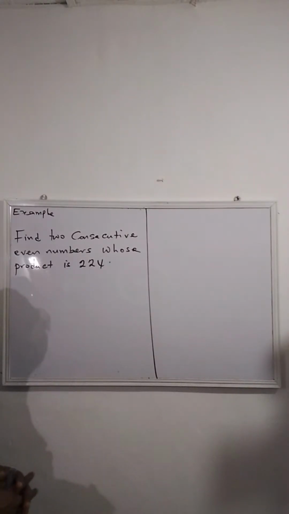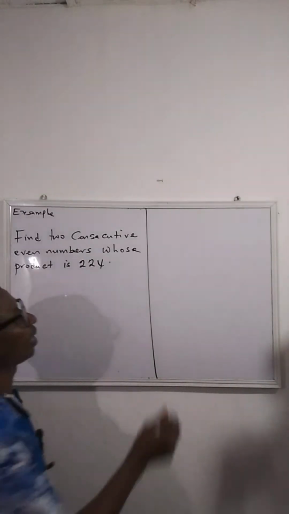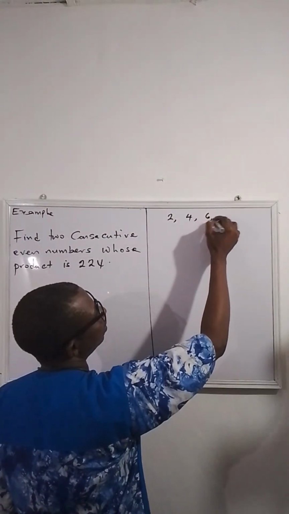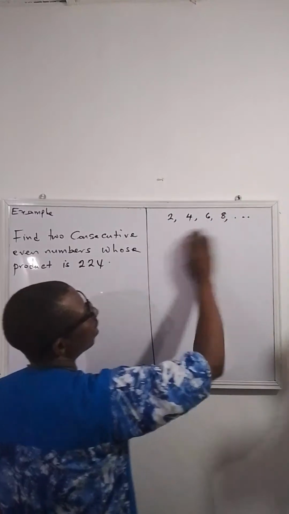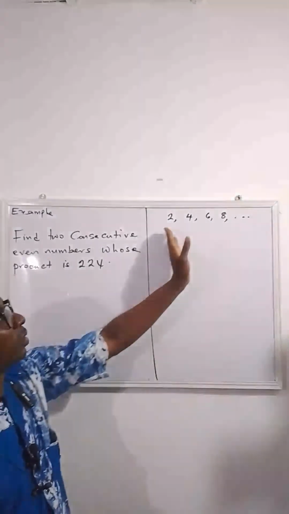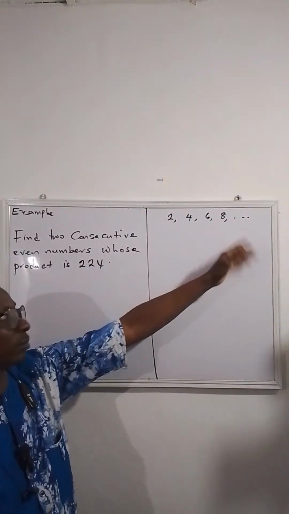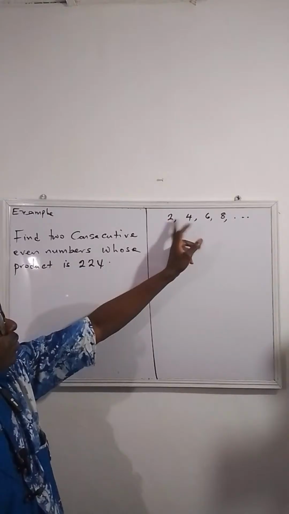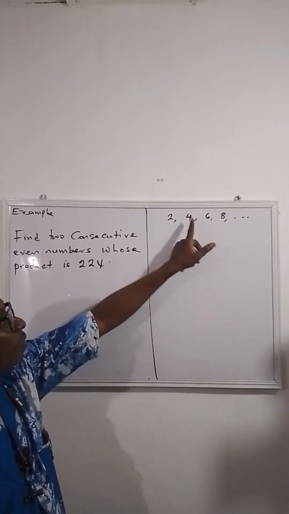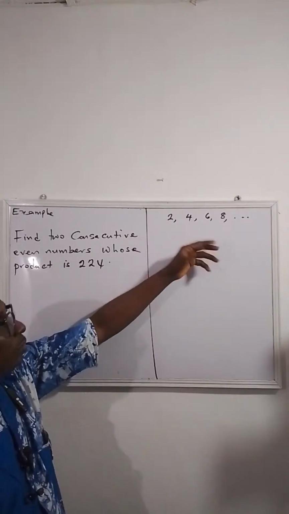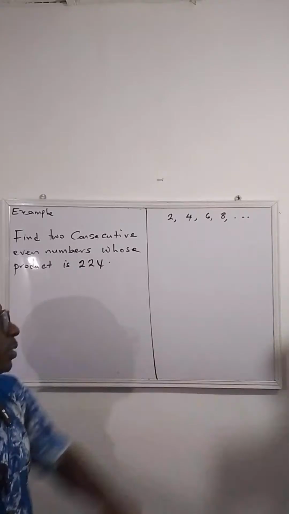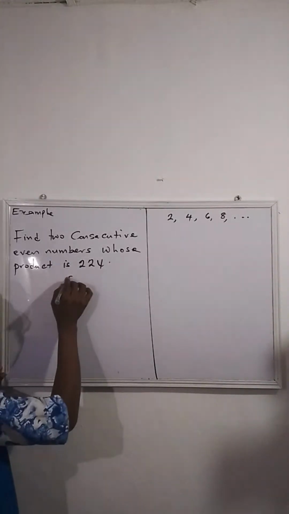Two consecutive even numbers. Now, even numbers are like this: 2, 4, 6, 8. All of these are consecutive even numbers. All right. So the difference between consecutive even numbers is just 2. 4 minus 2 is 2. 6 minus 4 is 2. 8 minus 6 is 2. All right.